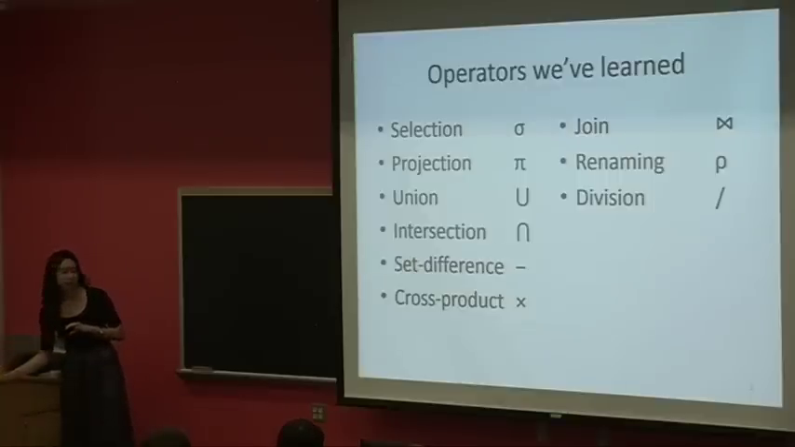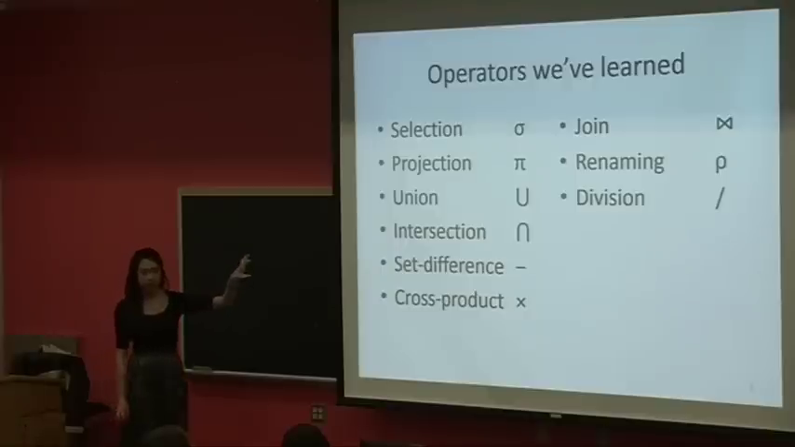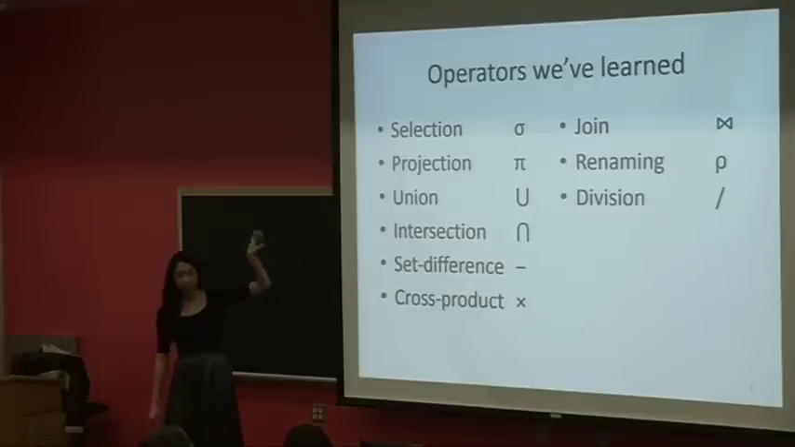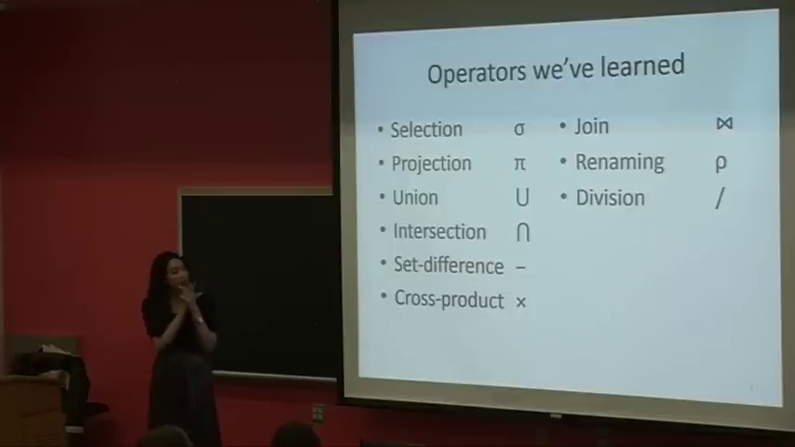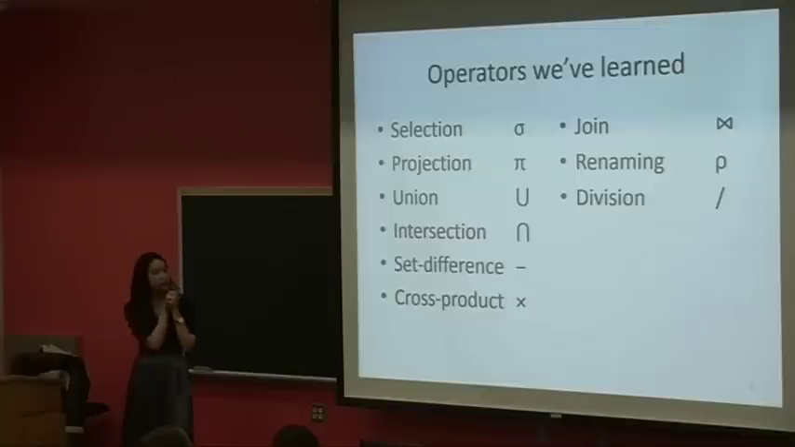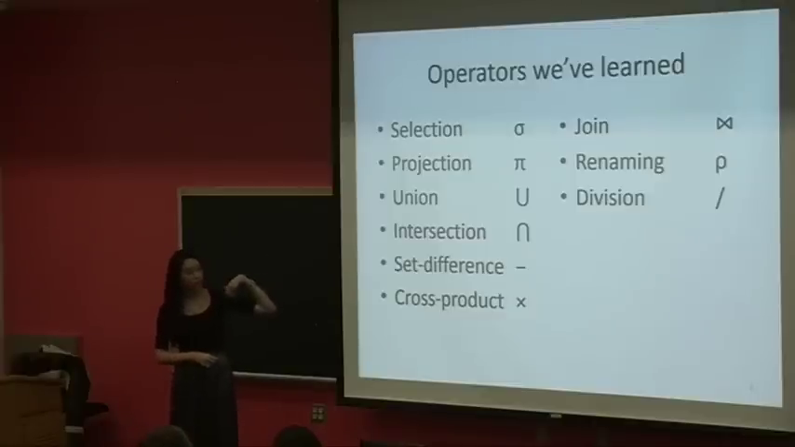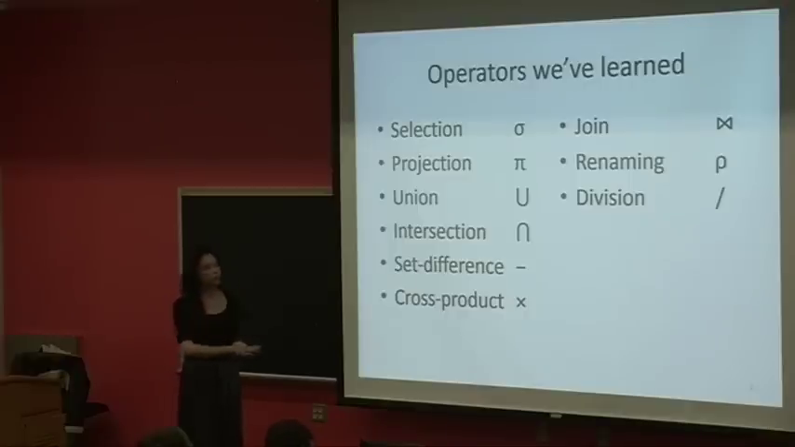Condition join, where we give a condition, okay? And another one is equijoin, where the condition is a special case, just equivalence. The third one is natural join, right? Where we don't specify any conditions, but we simply compare all the fields with the same name in two tables. How about the second one, renaming?